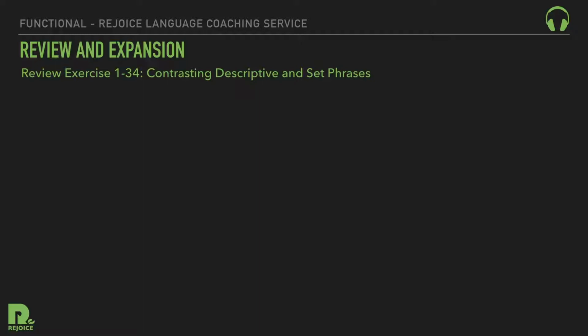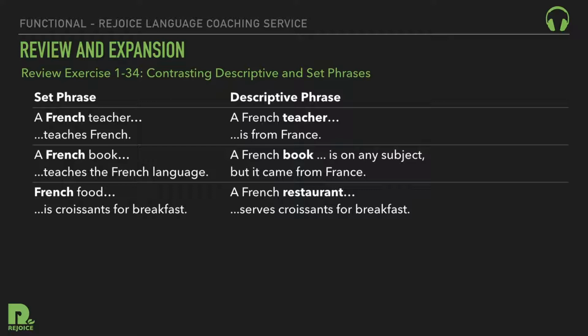Review exercise 134, contrasting descriptive and set phrases. A French teacher teaches French. A French teacher is from France. A French book teaches the French language. A French book is on any subject, but it came from France. French food is croissants for breakfast. A French restaurant serves croissants for breakfast.